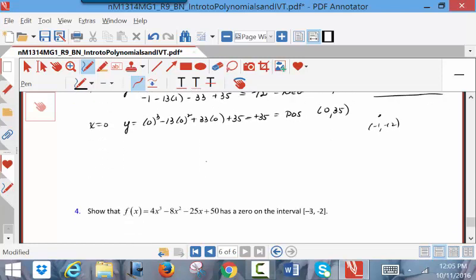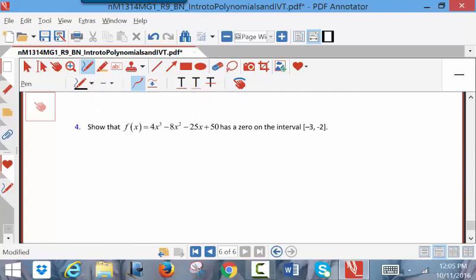Okay, and then one more like that, and it'll be the end of this section. A lot of details in this section. So here we go. Remember, this is an interval. This is not an ordered pair. So it's saying when x is negative 3, and then when x is negative 2, between those two x values, will the graph cross the x-axis?